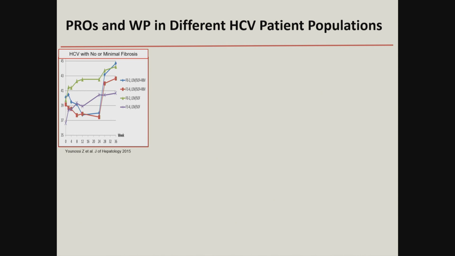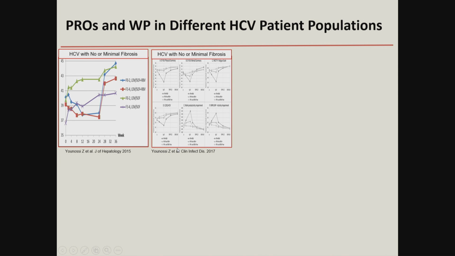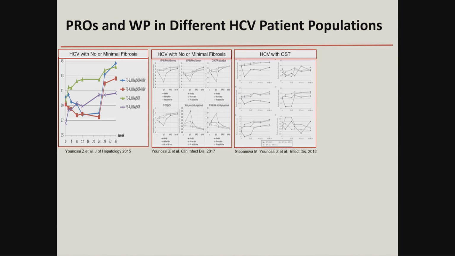Now, we've also looked at the PROs in a number of different patient populations. Here's a study that was published in the Journal of Hepatology, and we looked at patients who have minimal fibrosis or advanced fibrosis. And as you can see in the green, the improvement in minimal fibrosis was as good as those patients with advanced fibrosis. Another study just published a few months ago looked at patients who did not have any fibrosis or minimal fibrosis. And just to summarize all of this, there is actually improvement even in patients with minimal fibrosis, suggesting that you don't need to have advanced liver disease to actually gain the benefit of PRO improvement or patient experience.